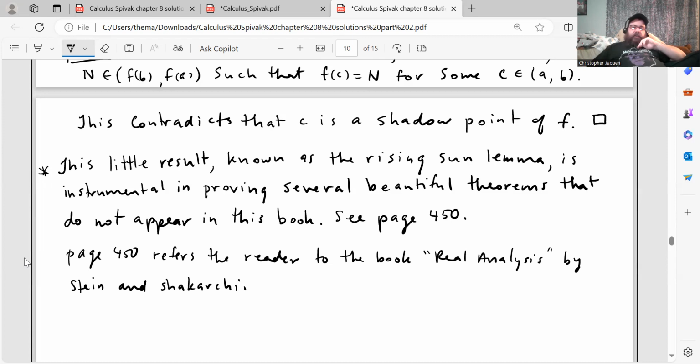Let me stop the screen share for a second. So I still have to do the appendix for chapter 8 and its solution and its exercise set. But once we're done with that, we'll be done with chapter 8, and then we can move on to the construction of the real numbers using Dedekind cuts.